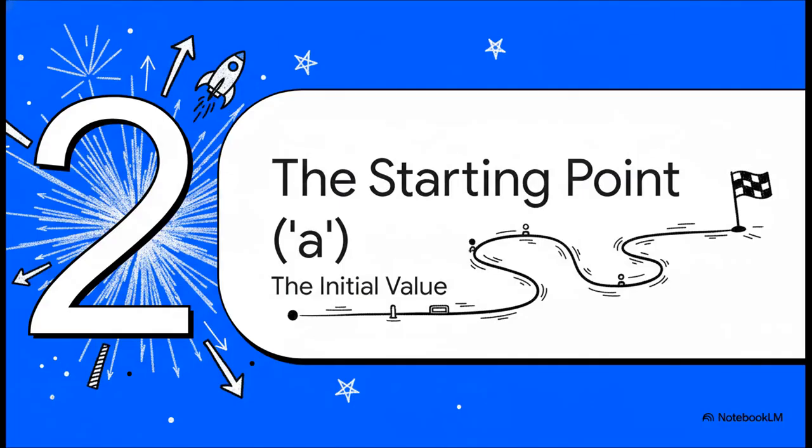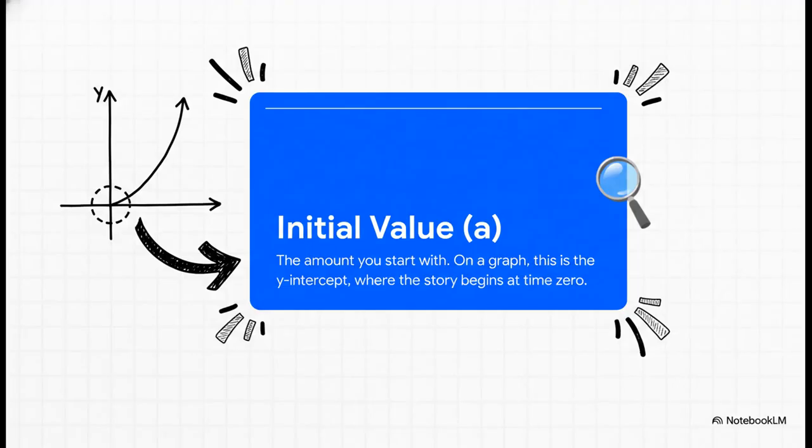Okay, so let's meet our first ingredient. We call it the initial value, and in our equations, you'll see it as the letter A. And honestly, it is exactly what it sounds like. The initial value is just that, your starting point. It's the amount you have before anything starts to grow or shrink. On a graph, this is always the y-intercept. You know, it's that spot where the story kicks off, right at time 0.